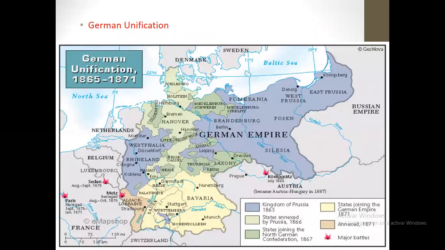Okay, now let's talk about the German unification. Germany is now the country that we know as Germany in this area, but they conquered this other area, and everything began with Prussia. Prussia was the one who was organizing all this unification. Prussia was in this area, okay? Like it says over here in this picture.